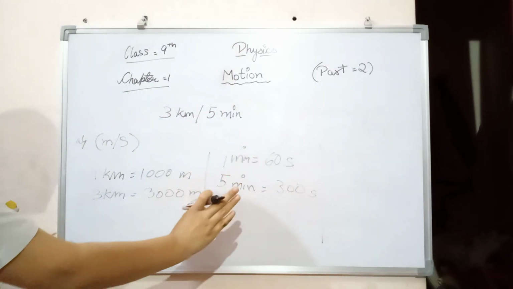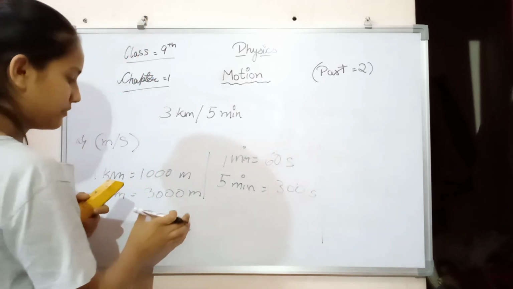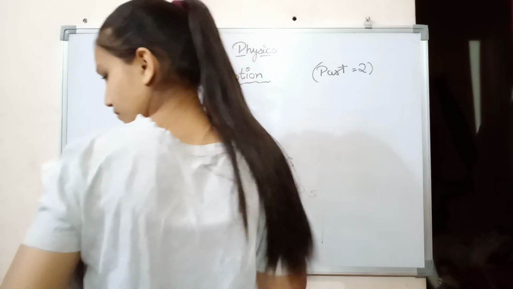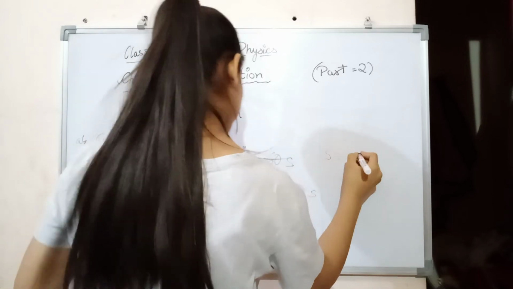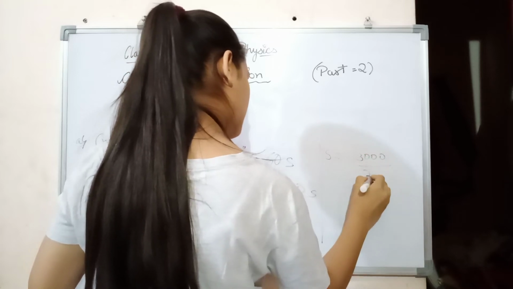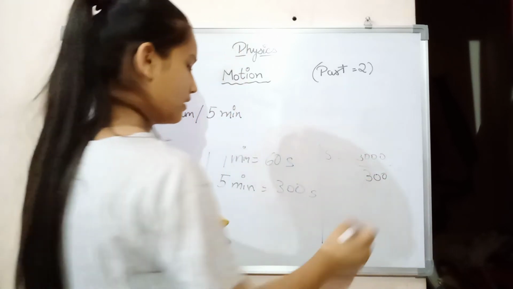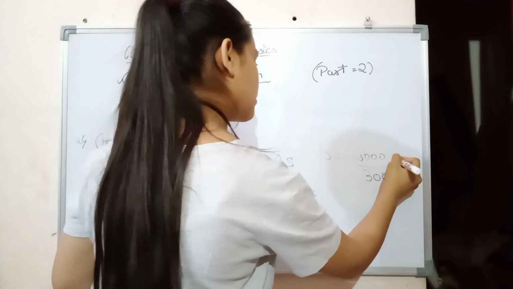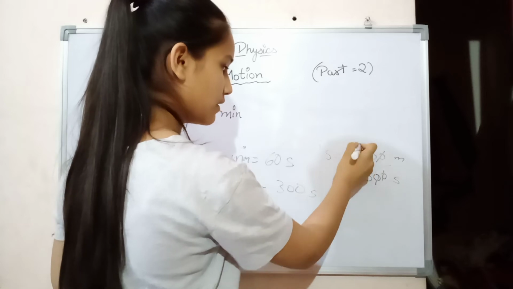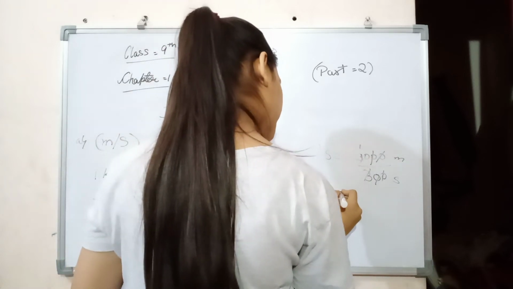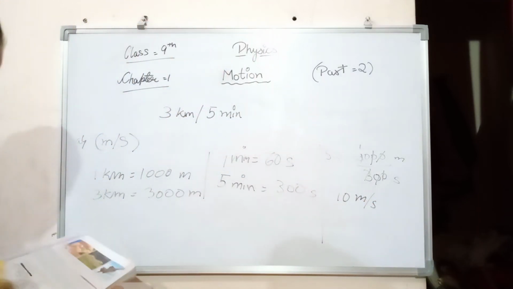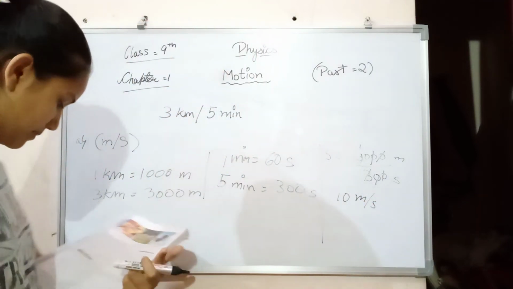We can easily calculate the speed. So the speed will be 3000 upon 300. Do not forget to mention the units. Now we cancel out 2 zeros with 2 zeros. The speed will be 10 meter per second. Now we have calculated the speed.